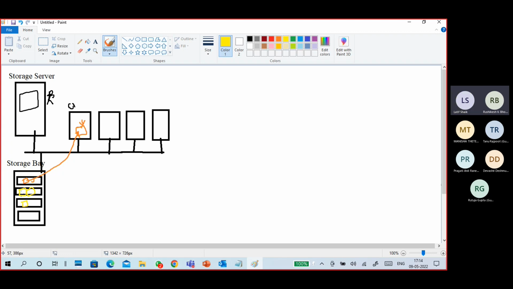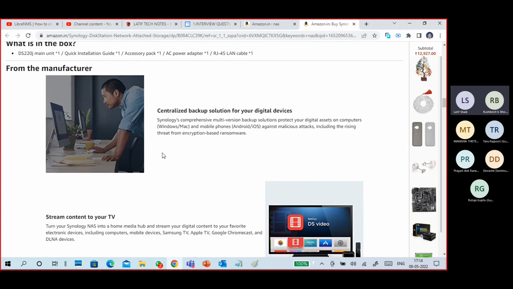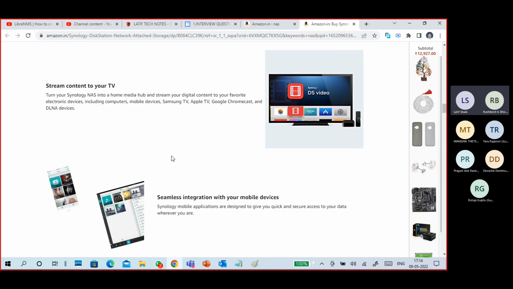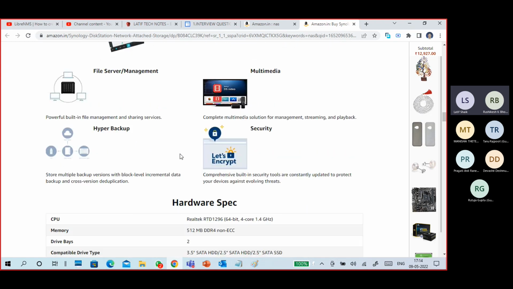So it is stored centrally, meaning everybody can access the data from a central place, not an individual. You can store your data as a backup in a NAS, or in a central device. You can use it for file server management, multimedia, security, and hyper backup also.